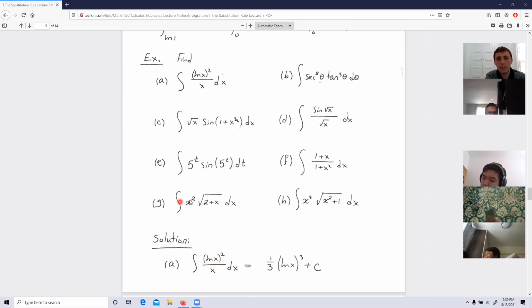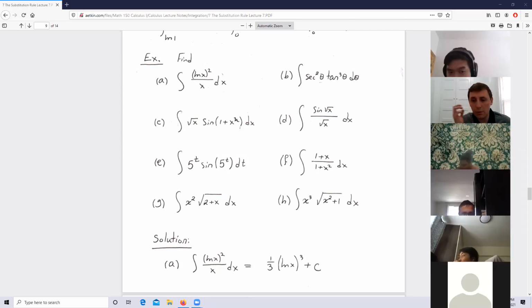What do you think would be the strategy for G, guys? Any ideas? I don't want to wait too long. What's the strategy? U sub, very good, Humira.